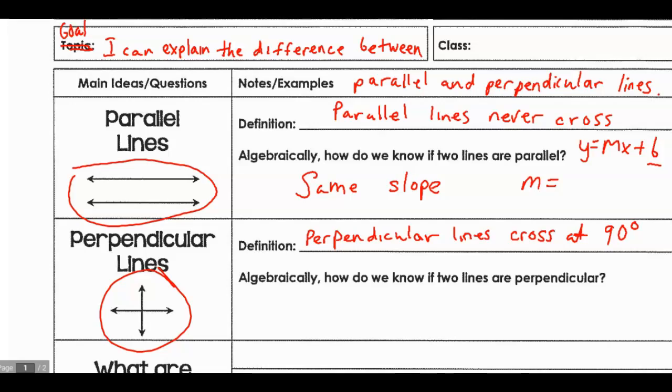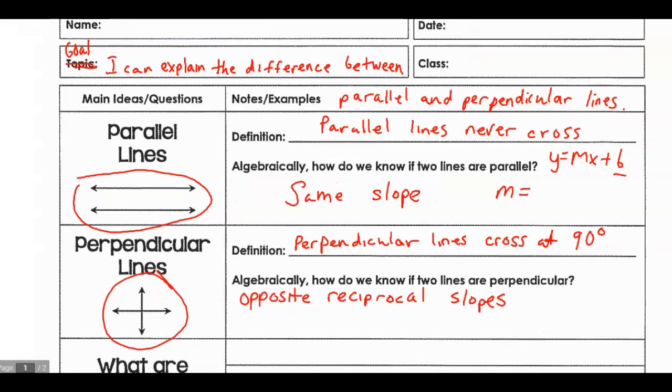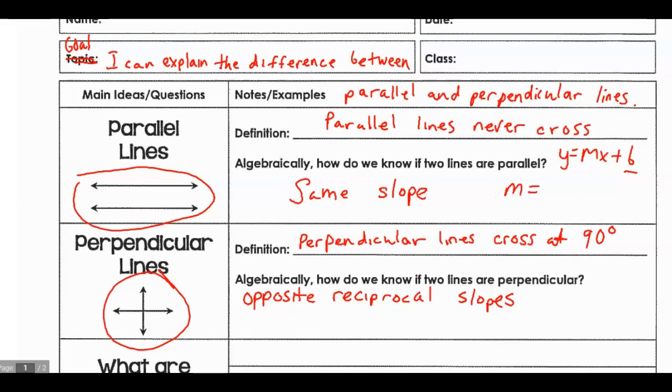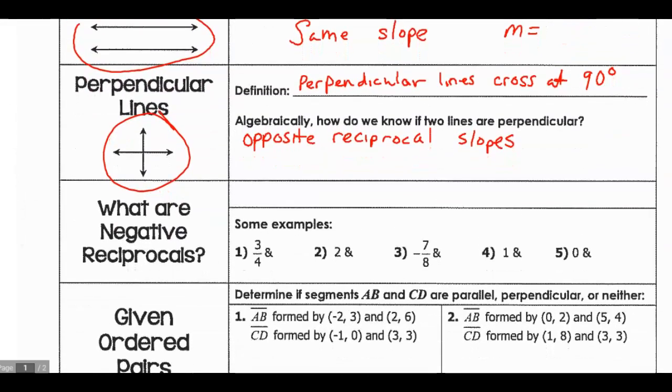But our perpendicular lines, how do we know that two lines are perpendicular? They have what we call opposite reciprocal slopes. Big word there. Opposite reciprocal slopes. And down here, as we get into our examples, because parallel lines, like we said, are the same, we jump right into examples.